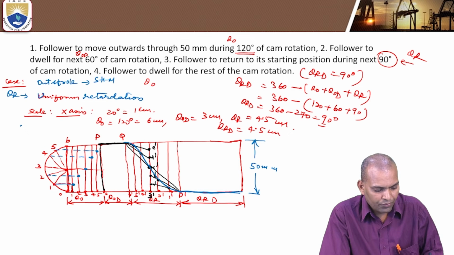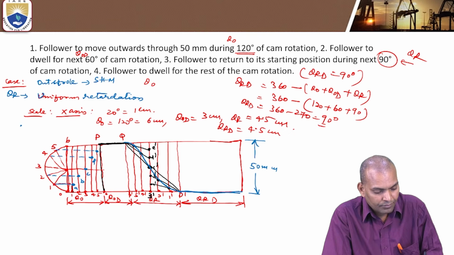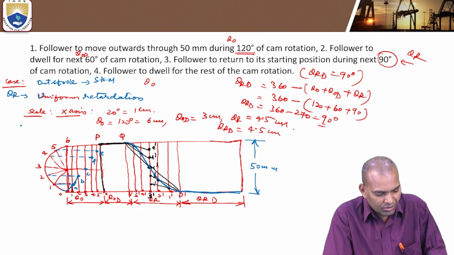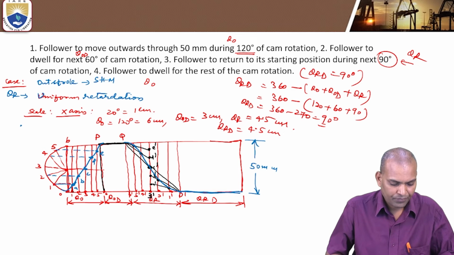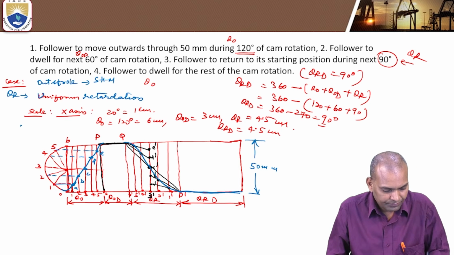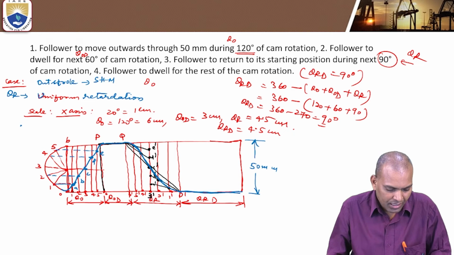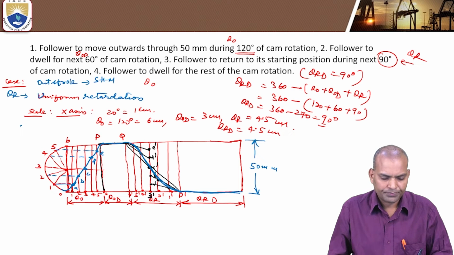Now, these are the points of what? Points on the path of the follower during outstroke, which is having simple harmonic motion. Now, join all these points with a smooth curve. So, this is the SHM curve during outstroke. On return stroke, it is the uniform retardation. This is the curve when the follower is having SHM during outstroke and retardation during return stroke.